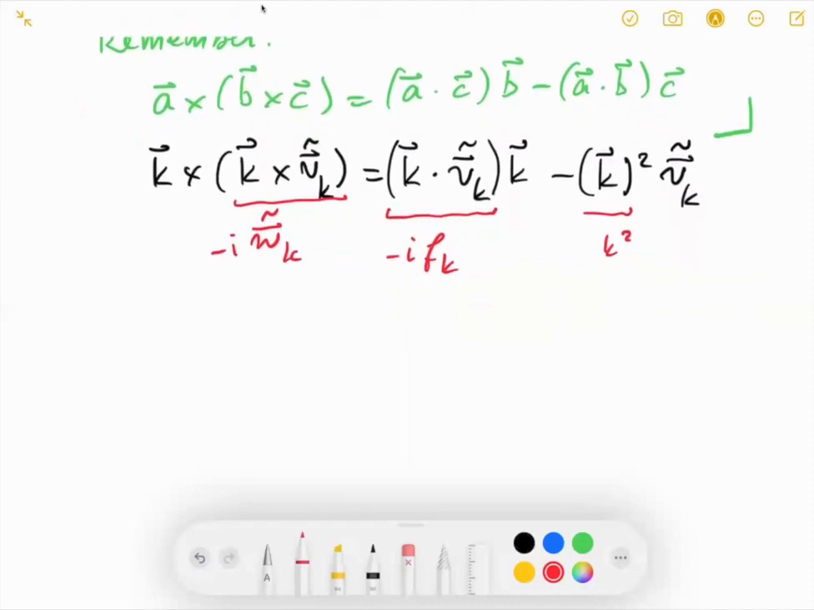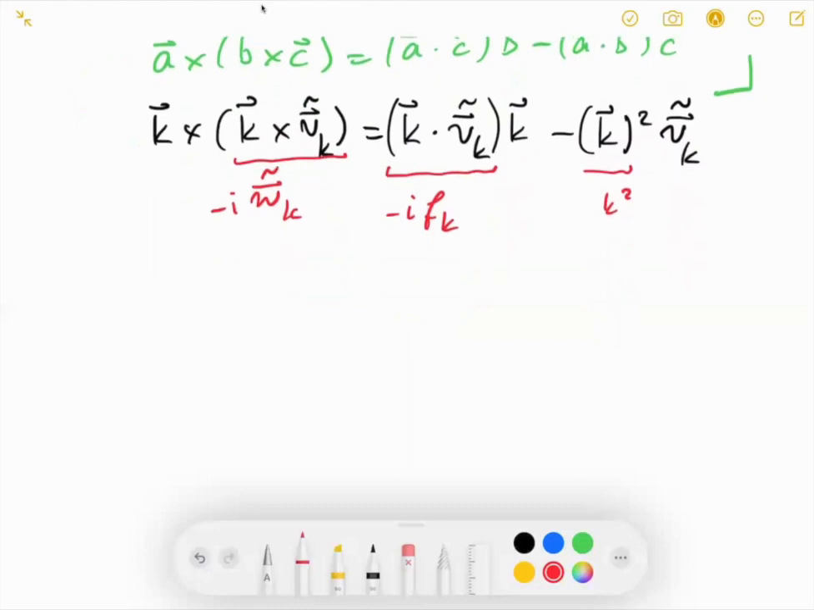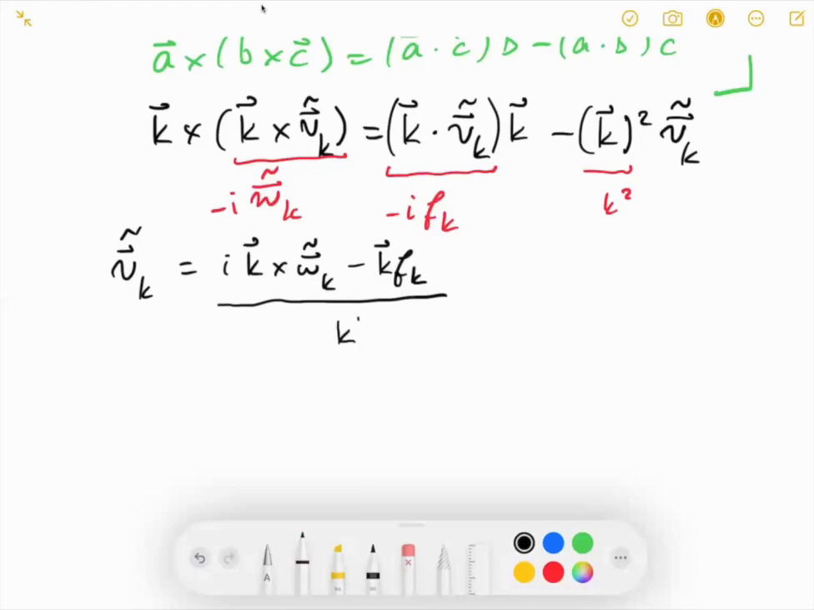So now we can solve for V. The Fourier transform of V is going to be i k vector crossed with W, minus k F of k, and the whole thing is divided by k squared. So this follows all from that same expression.